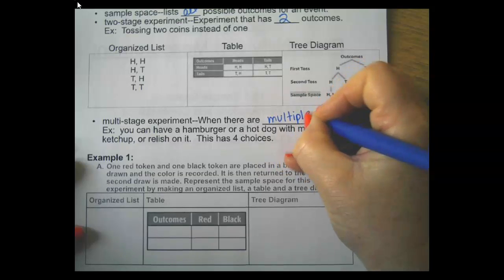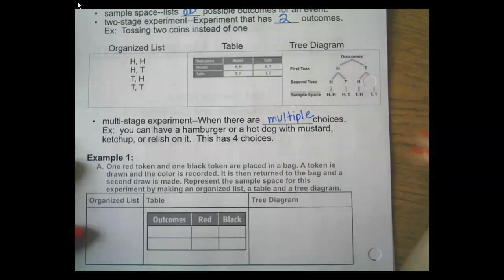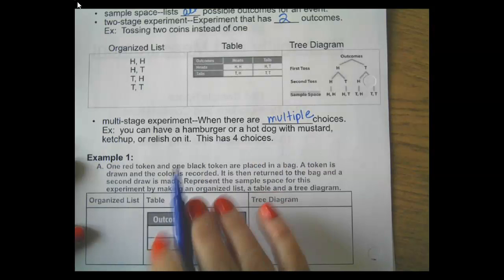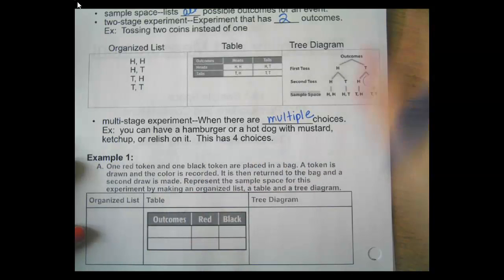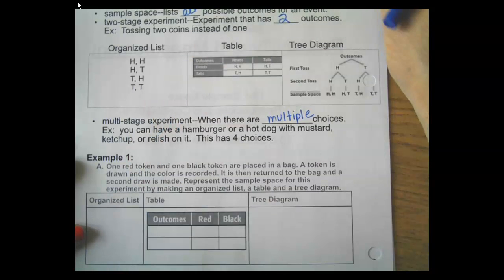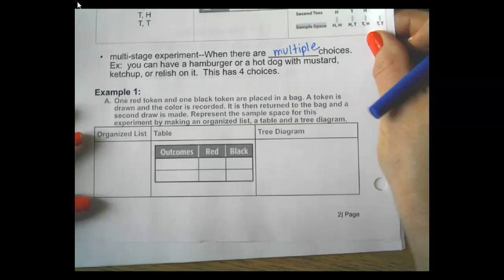And this is one of my favorite, especially when my daughter was in middle school and she always said, I don't have anything to wear. And I would always use this one. So you can have hamburger or hot dog with mustard, ketchup, or relish on it. So these are all your different choices. And you can list them in a tree diagram, a table, organized list, and we'll get into that a little bit more in another part of this.